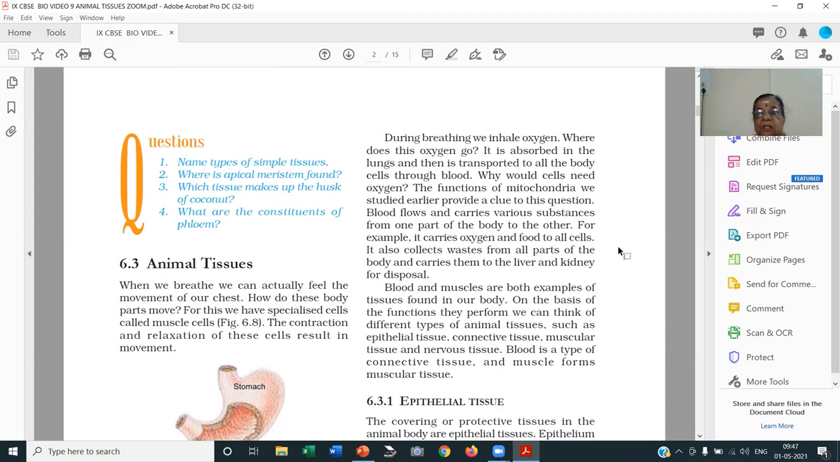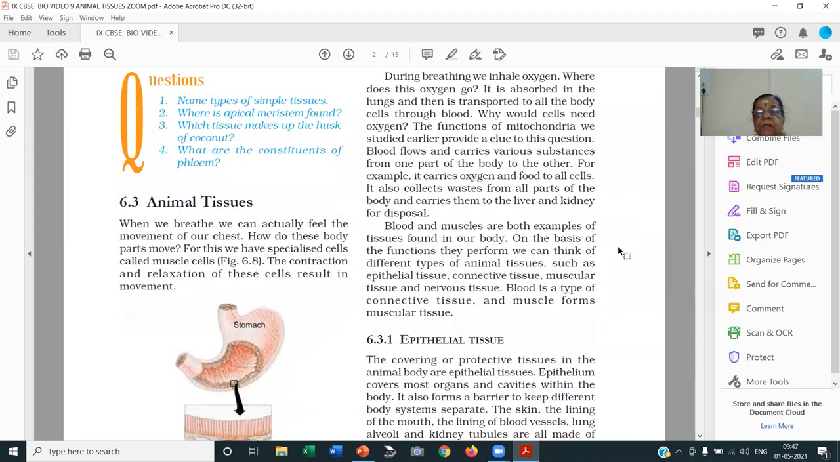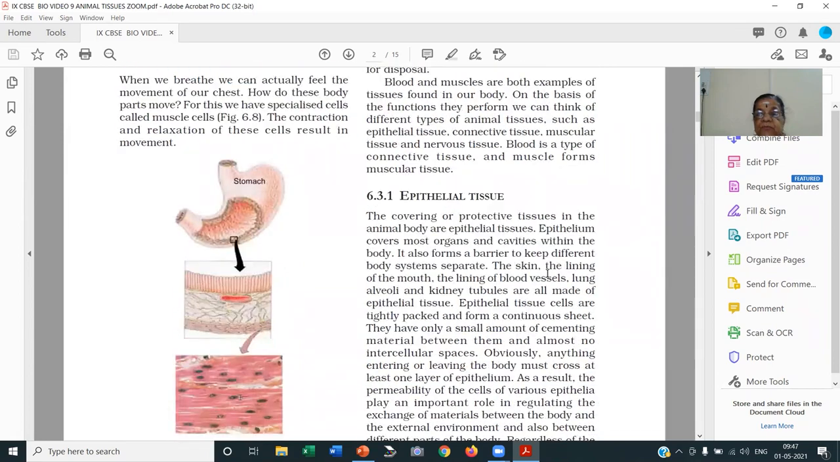Blood and muscles are both examples of tissues found in our body. In the same way, animal tissues are classified into epithelial tissue, connective tissue, muscular tissue, and nervous tissue. First, we saw the classification flow chart.